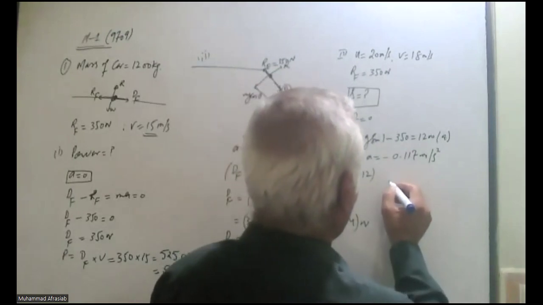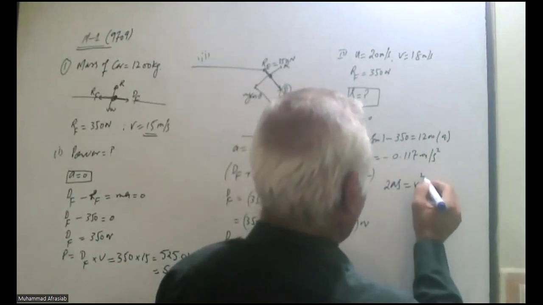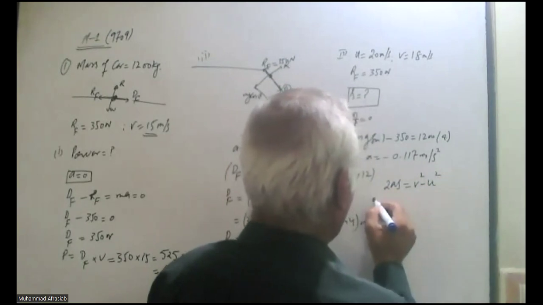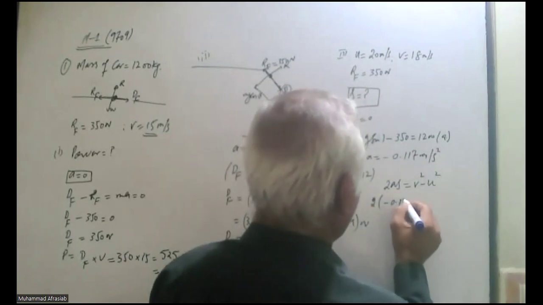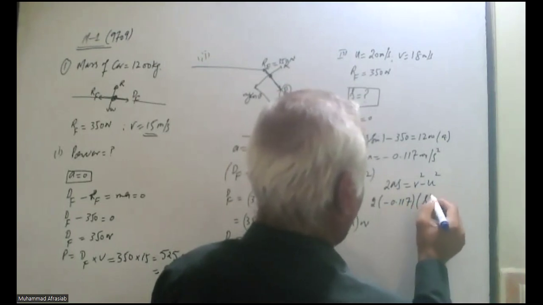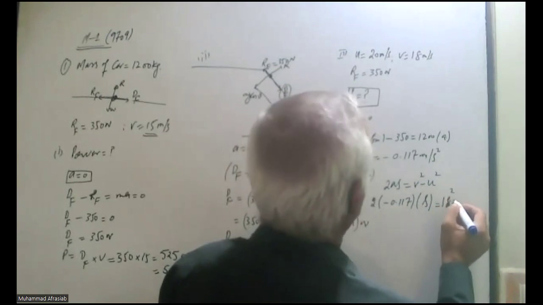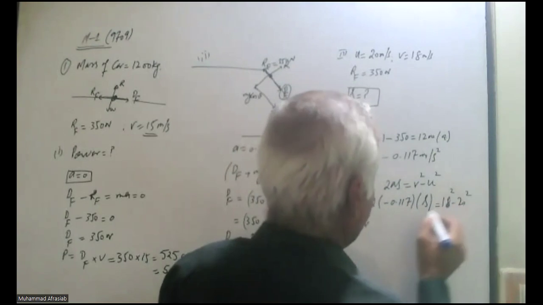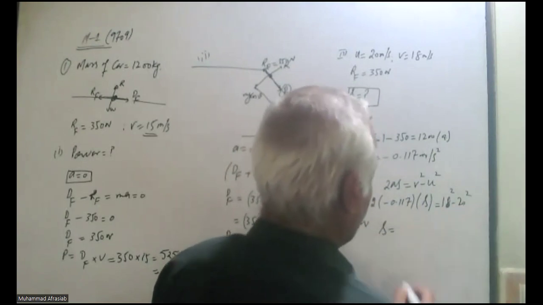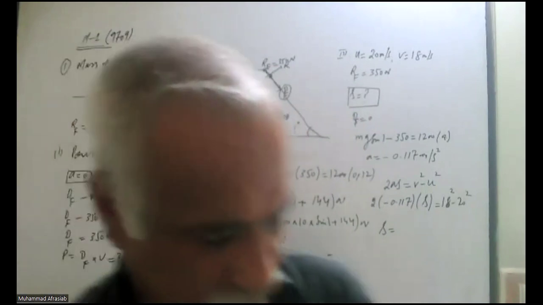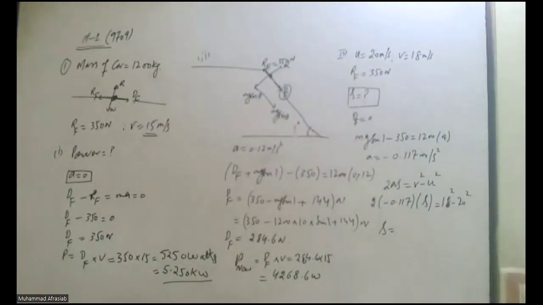Now we are going to calculate the total distance traveled. 2as is equal to v squared minus u squared. We know acceleration is 0.117, S we are going to calculate. V is 18 squared minus u is 20 squared. So S value will be equivalent to 324.78 meters, the total distance traveled when it is coming downward on that inclined plane.